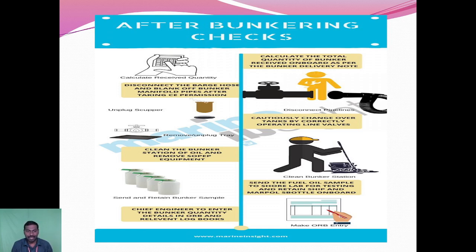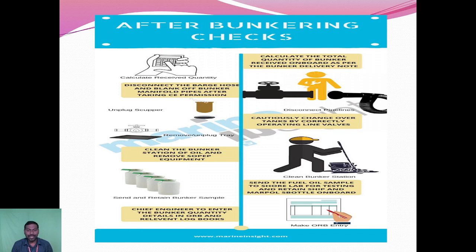the next 3 years. Then unplug the scupper, cautiously change over tanks by correctly operating line valves, remove the drip tray, clean the bunker station of oil and remove the soap-up equipment. These are the sample bottles in which we will collect oil. Send and retain bunker samples. Send the fuel oil sample to the shore lab for testing and retain the ship and MARPOL bottles on board. Then the chief engineer has to enter the bunker quantity details in the ORB, the oil record book, and the relevant log books. These are the things to be carried out during the bunker.